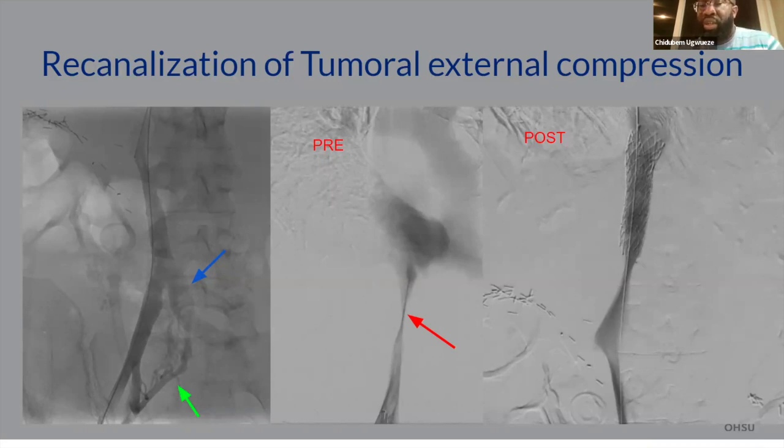Once we put the stent in, the stent shows improvement in flow, but most importantly, there's still narrowing here, but the pressures decreased very significantly down to about 5 or 8, and we thought that was adequate enough to give them good outflow and palliation from the external tumoral compression.